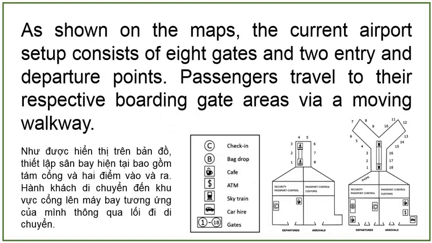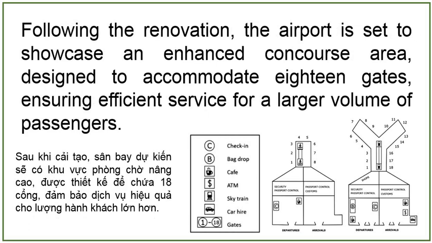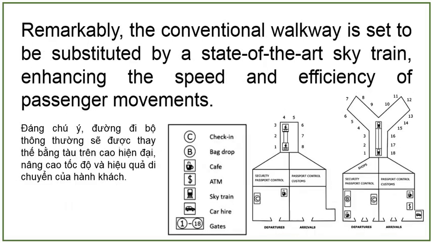As shown on the maps, the current airport setup consists of 8 gates and 2 entry and departure points. Passengers travel to their respective boarding gate areas via a moving walkway. Following the renovation, the airport is set to showcase an enhanced concourse area designed to accommodate 18 gates, ensuring efficient service for a larger volume of passengers. Remarkably, the conventional walkway is set to be substituted by a state-of-the-art SkyTrain, enhancing the speed and efficiency of passenger movements.